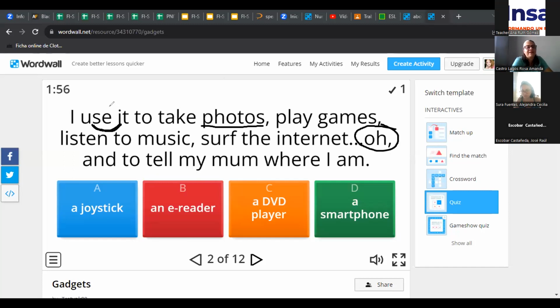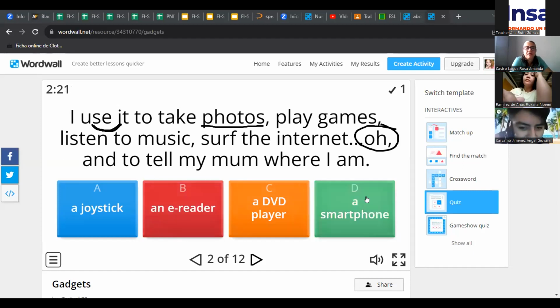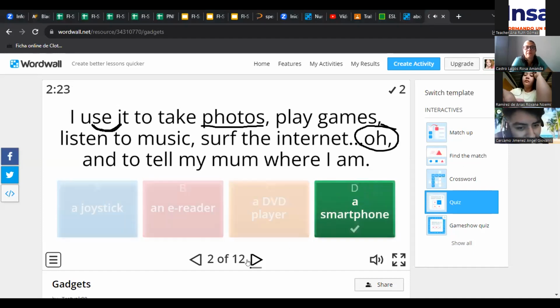Read it again, please. I use it to take photographs, play games, listen to music, surf the internet, and to tell my mom where I am. Excellent. Very good. Much better. Okay. Very good. So which is the answer? Smartphone. It is a smartphone. All right, very good.